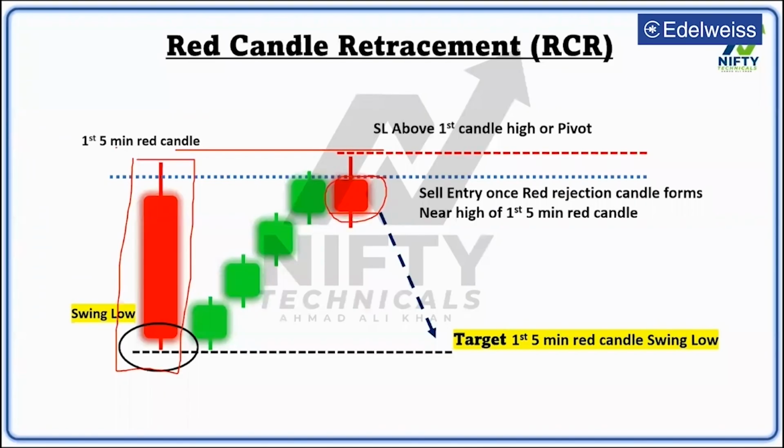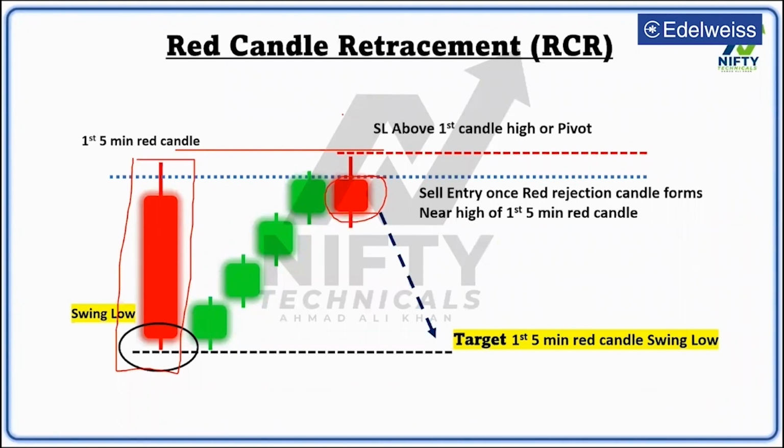So I am repeating again: the first candle of the day is red. Once it's made, later in the day price moves up, retraces, and again goes to the high of the first red candle. And you see this kind of red candle formation. You can short the market with the SL of the day's high, or if there is a pivot, you can keep your SL above that pivot.